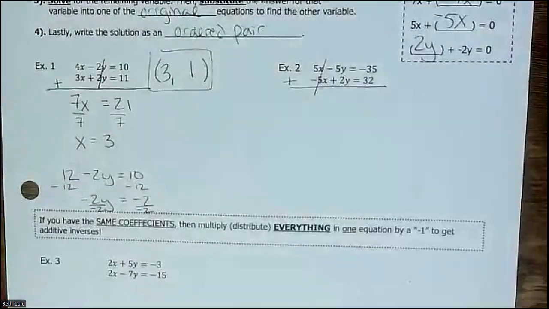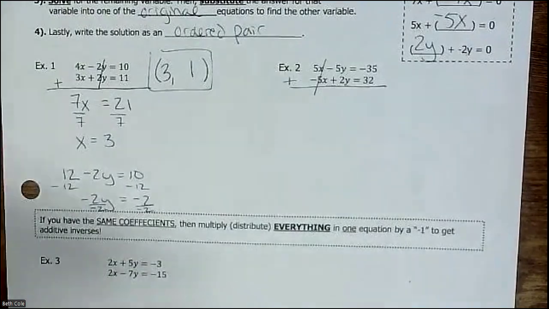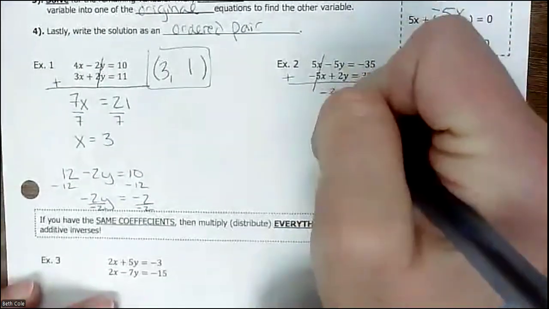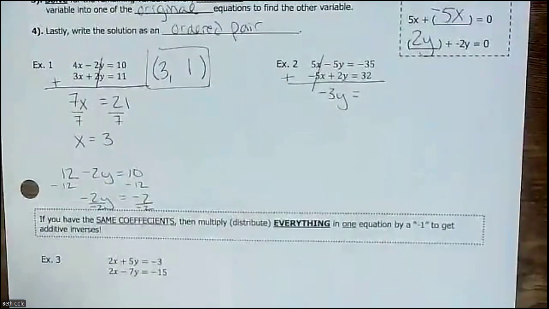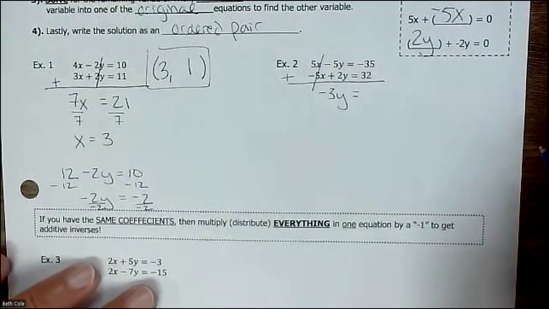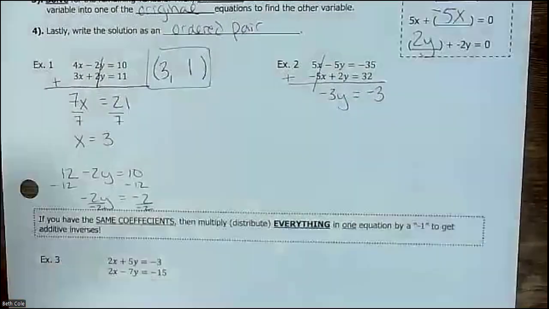And the x's eliminate. That's like the whole point. So just add the other columns. Negative 5y plus 2y. What's that? Negative 3y. I like this because the answer kind of just falls into your lap, right? Negative 35 plus 32 would be negative 3. The 3 was the right number.